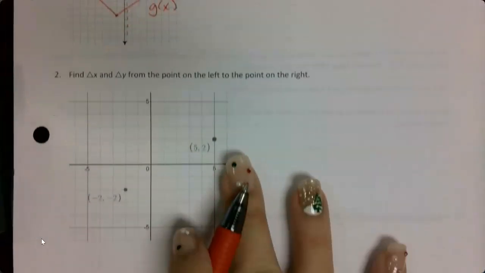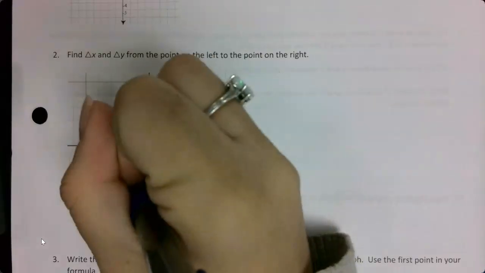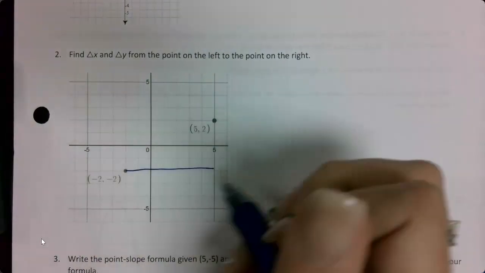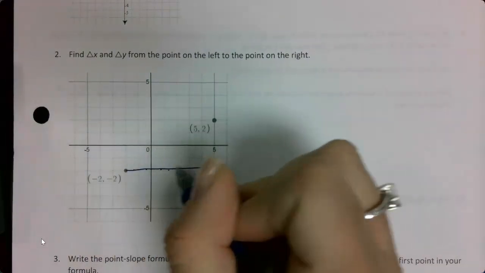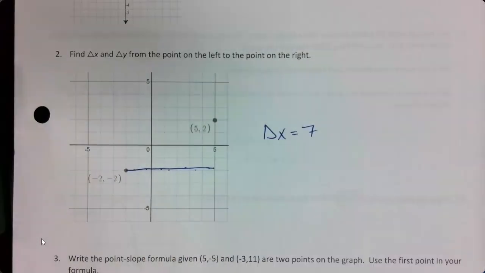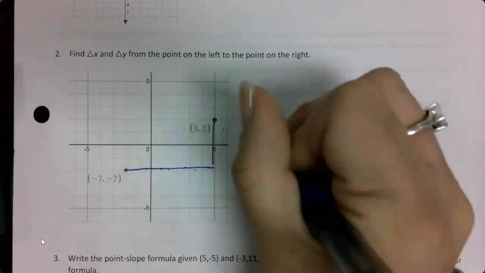This one wants me to find the change in x and the change in y from the point to the left to the point on the right. So my change in x is how much I'm going from here to here. I have gone over 1, 2, 3, 4, 5, 6, 7. And then my change in y is how much I'm going up. 1, 2, 3, 4.